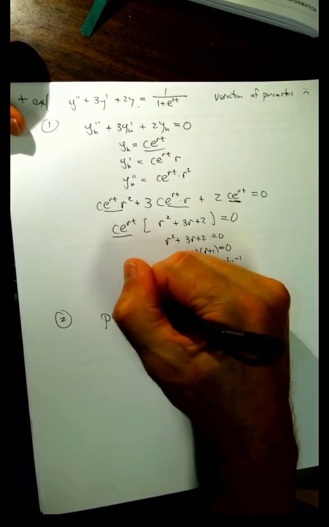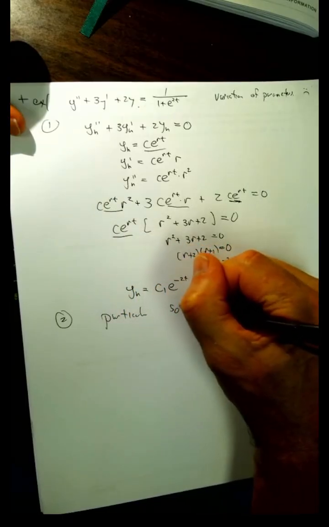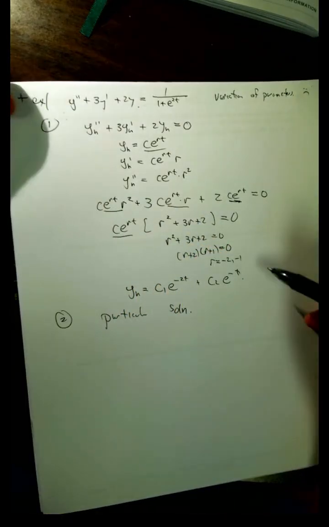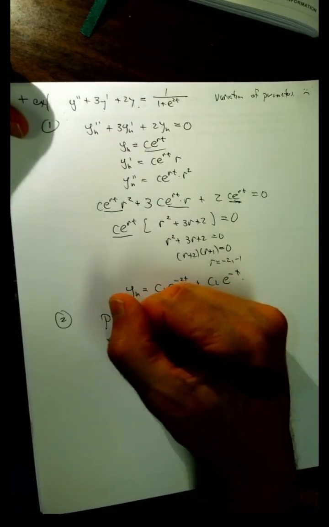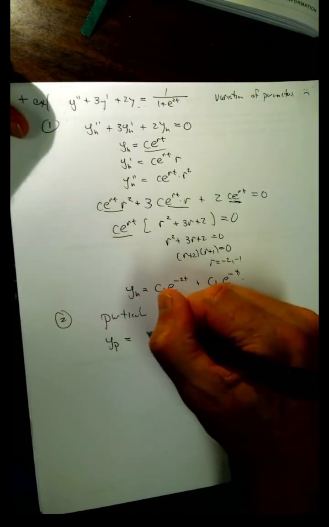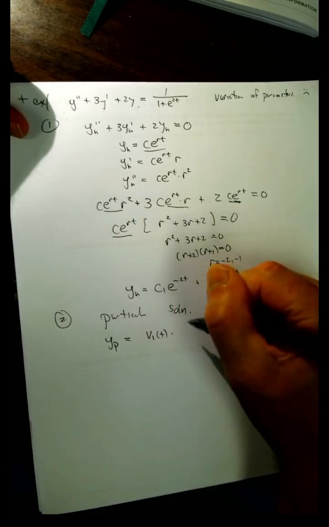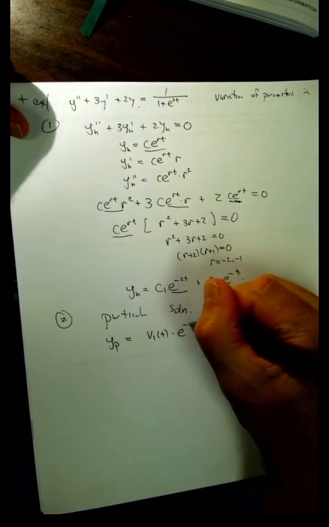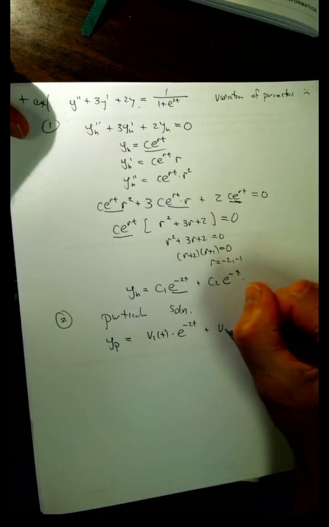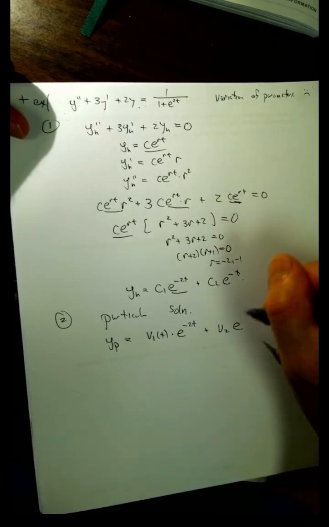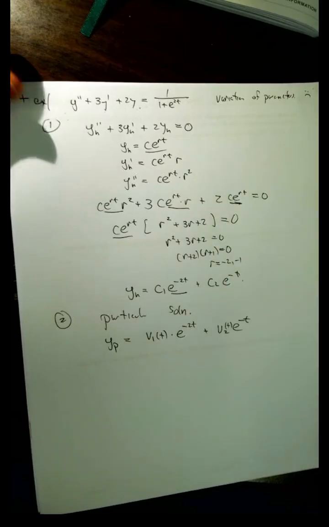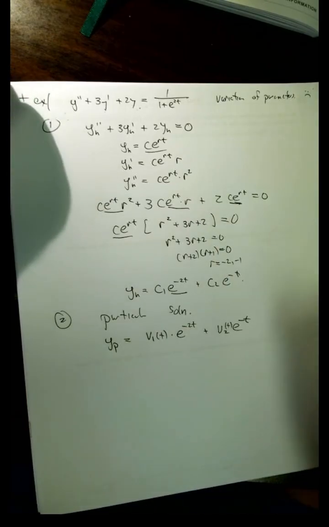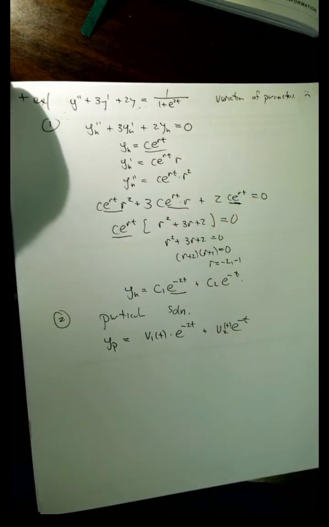Now for my particular solution, and again, I don't know what to guess, so I'm going to use variation of parameters. So for my particular solution, I'm going to have some unknown v1 times my first homogeneous solution plus some unknown v2 times my second homogeneous solution. And both v1 and v2 are functions of time.